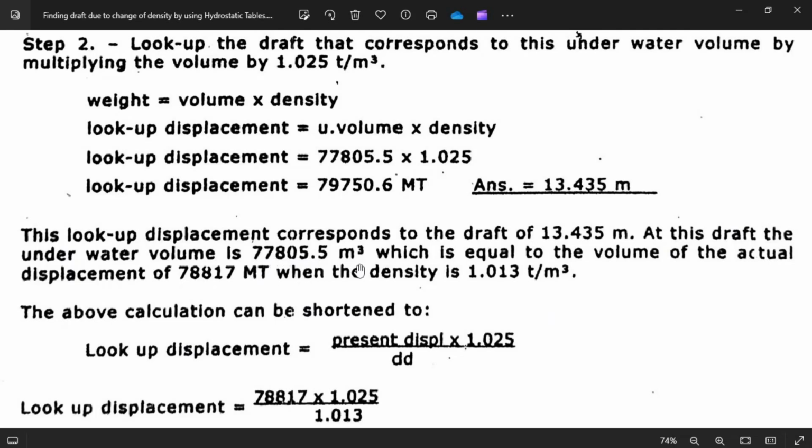77880.5 cubic meters is equal to the volume of the actual displacement of 78817. That is what it meant when the density is 1.013.